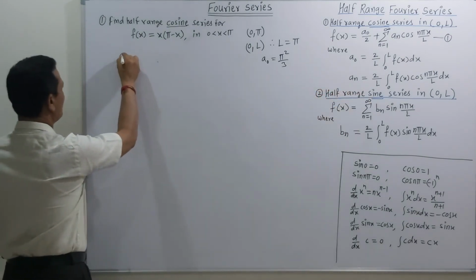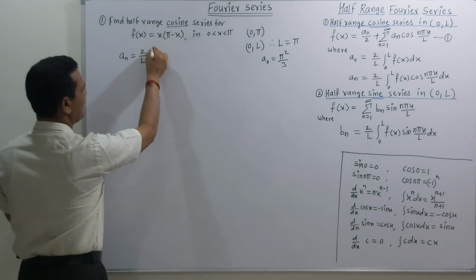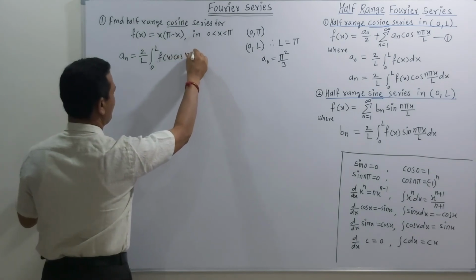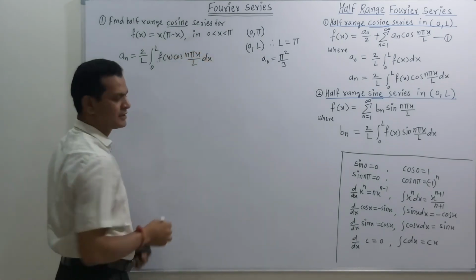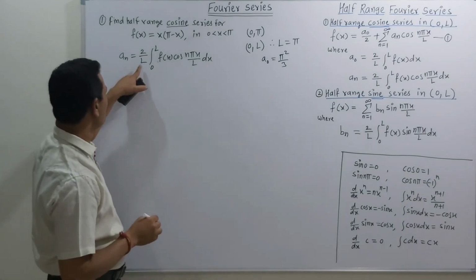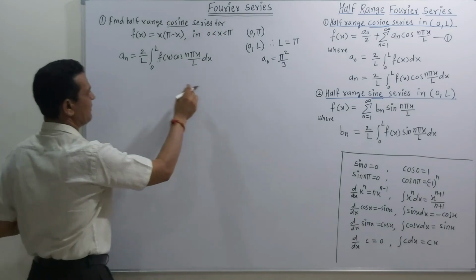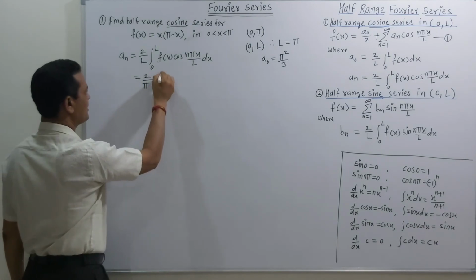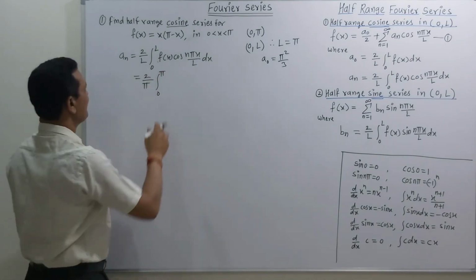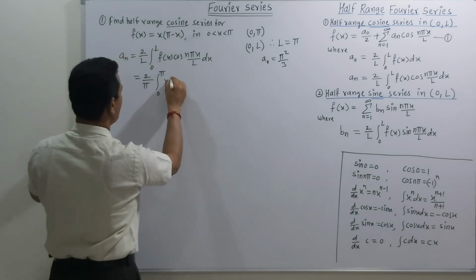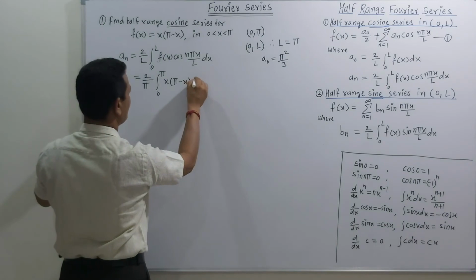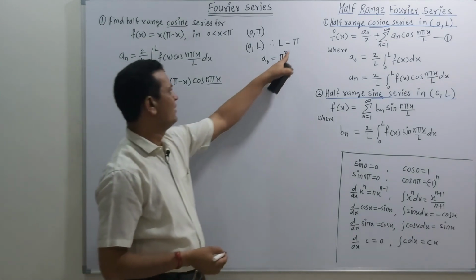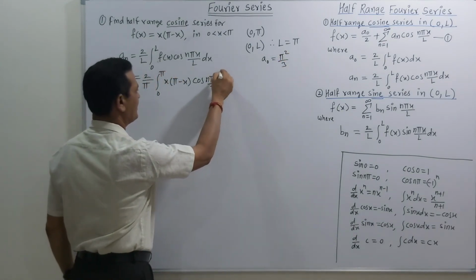We can write the value of an is equal to 2 upon L integration 0 to L, f of x cos of n pi x upon L into dx. Now after writing this formula, our aim is to put the value of L and f of x. We know the value of L, which is pi, so we can write this as 2 upon pi integration 0 to pi, because L is pi. Then the value of f of x is x into pi minus x into cos of n pi x upon, put the value of L, which is pi, pi into dx.